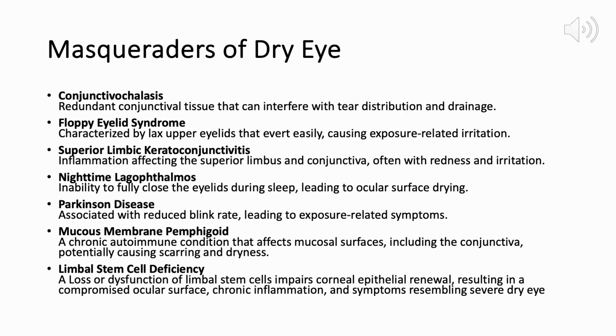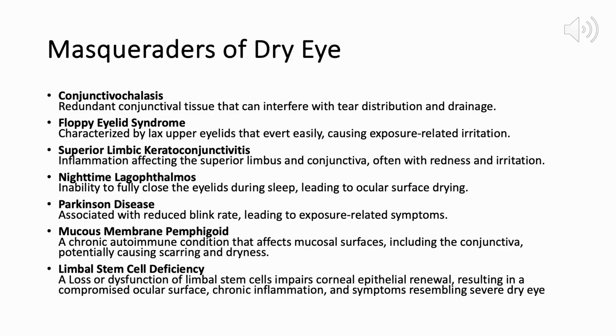This slide highlights several conditions that can mimic dry eye disease, often referred to as masqueraders. First is conjunctivochalasis, which is redundant conjunctival tissue that disrupts tear distribution and drainage, leading to irritation. Next, floppy eyelid syndrome. Here, the upper eyelids are abnormally lax and easily evert, causing exposure-related irritation and inflammation.